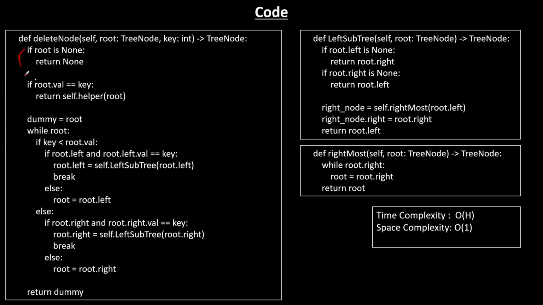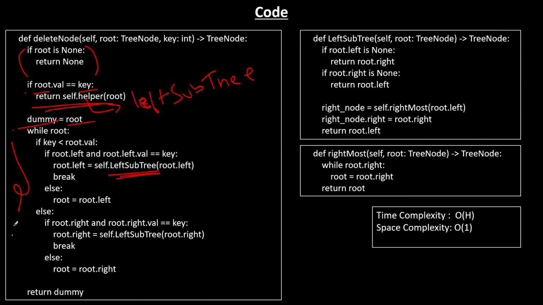So this is the base case. If root is none, return none. If you remember, I talked about if the root itself is the value to be deleted, we just directly call the helper function, or we could call it the left subtree function, directly. No need to traverse them.